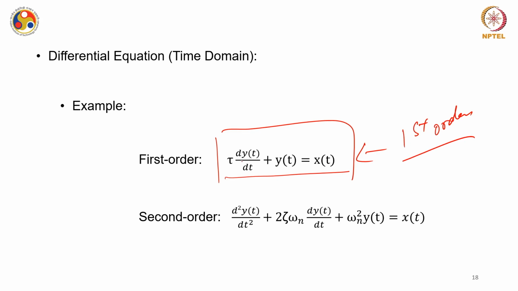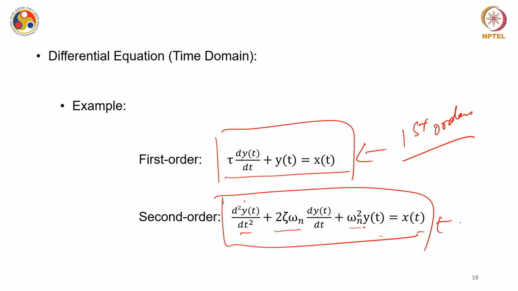You have dy by dt, so first order. Similarly, for second order you have d2y by dt square plus 2 zeta omega n dy by dt plus omega n into y(t) equal to x(t). This is a typical example of a second order. You can simply see that there is a second order derivative present over here.